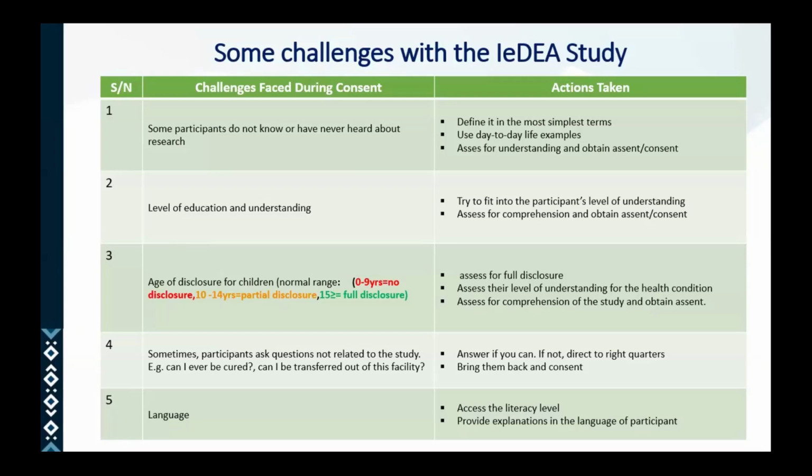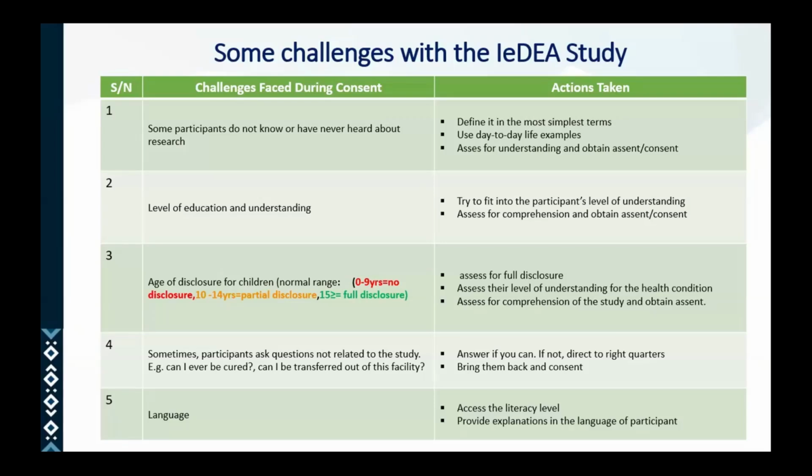There's also level of education and understanding. Try to fit into the participants' level of understanding, assess for comprehension and obtain assent or consent. There's another one here with the pediatrics or the children, which is the age of disclosure for children. Normally, from 0 to 9 years here, there is no disclosure going on for HIV. For 10 to 14 years, there's partial disclosure. 15 years and above, there is full disclosure.